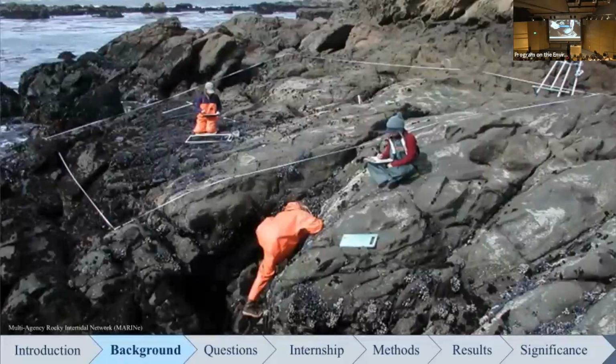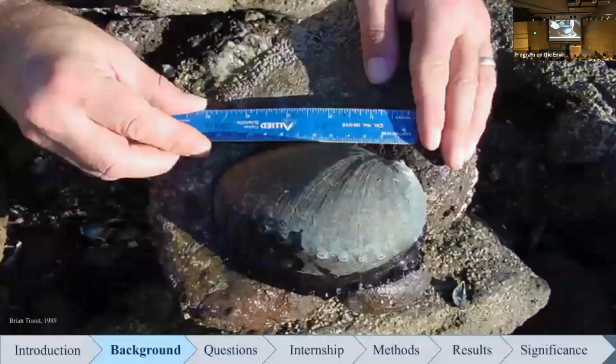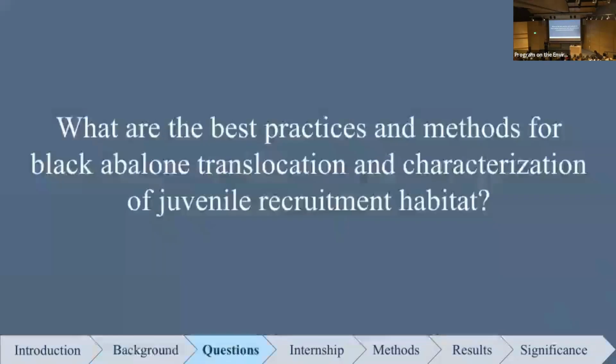One of the ways we can do that is through translocations, which means collecting and moving abalone from one site to another. This leads to my research question: what are the best practices and methods for black abalone translocation and characterization of juvenile recruitment habitat? To do translocations, we need more information. So we need to tag and track abalone and see how well they survive.